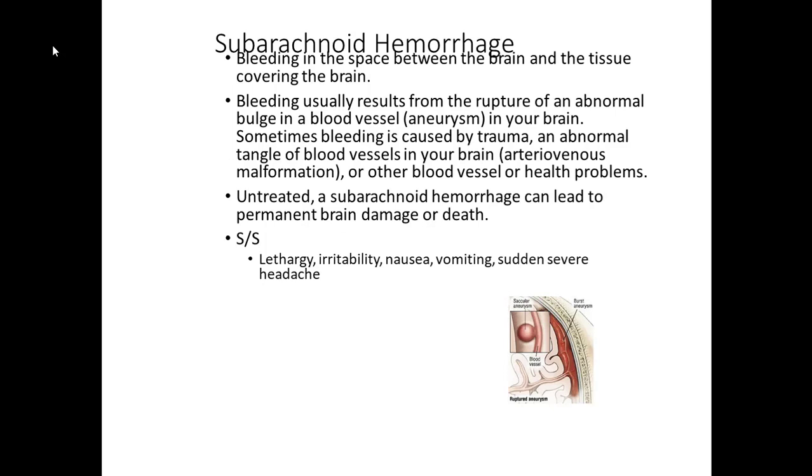Subarachnoid hemorrhage. Basically, this is just bleeding in the space between the brain and the tissue covering the brain. This is what happens with an aneurysm. When the aneurysm ruptures, it causes a subarachnoid hemorrhage. Sometimes there can be other causes like trauma or an arteriovenous malformation, but a lot of times the aneurysm is what's going to cause this.